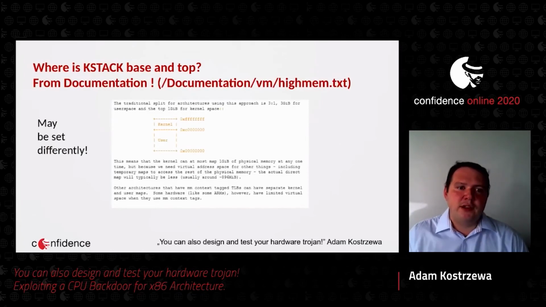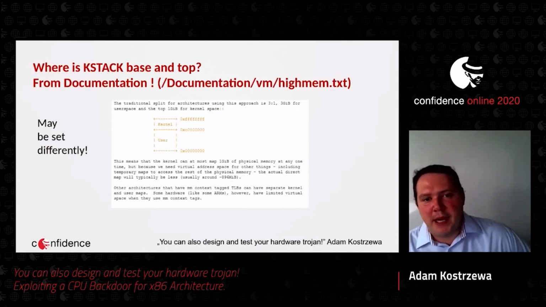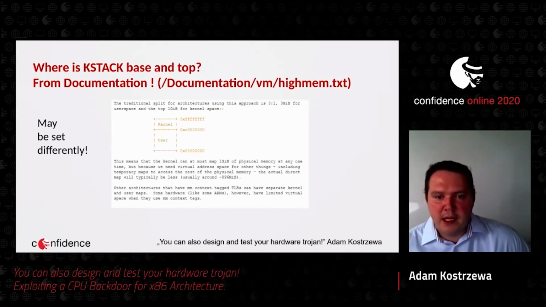The last question: where are the kernel stack base and the bottom? We can find it out from documentation, but obviously it may be set differently. So the standard setting for an embedded kernel like the one used in Buildroot is 0xc followed by zeros for the bottom and 0xf for the top.